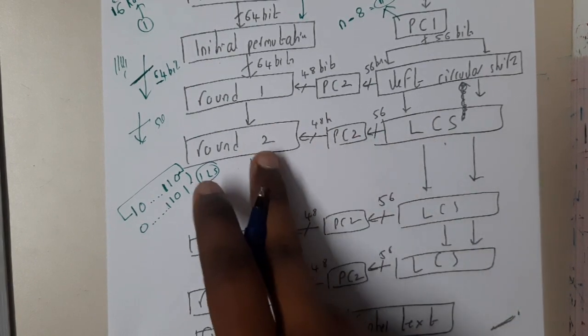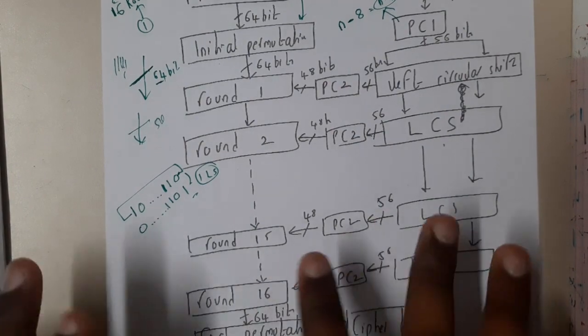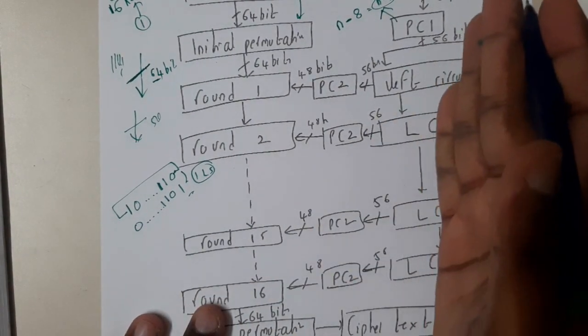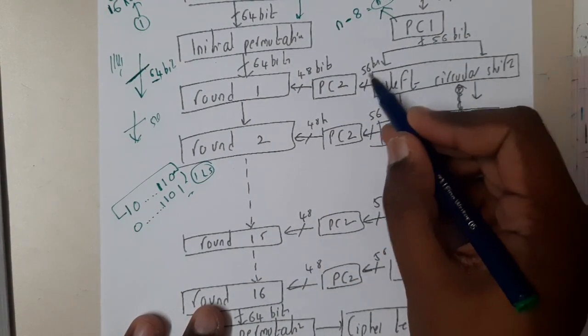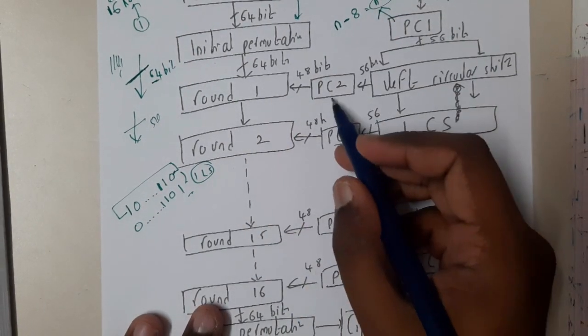In left shift, in the second round we'll be taking 2, in the third round 3, in the fourth round 4, like that. It depends completely on the round number. Once this shifting is done, we will again get 56 bits only, because we are not reducing any bits. Again we'll be passing this to PC2.